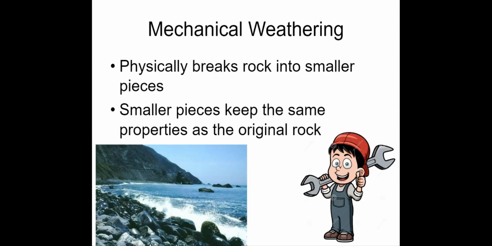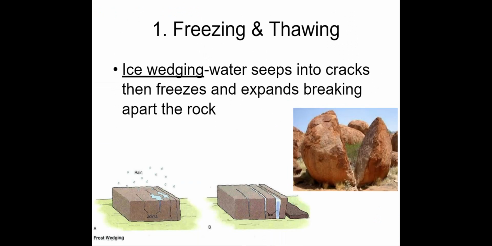Mechanical weathering. This is making the rock smaller by using physical changes. Those smaller pieces are going to have the same properties as the rock that you started with. So you're breaking the rock down using physical changes. A couple different ways we can do that.